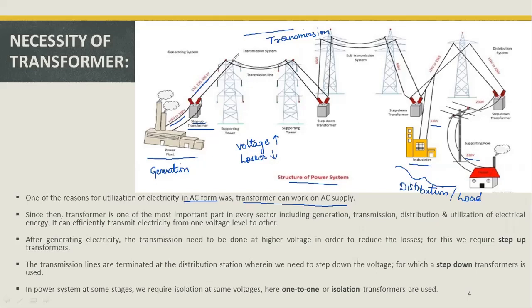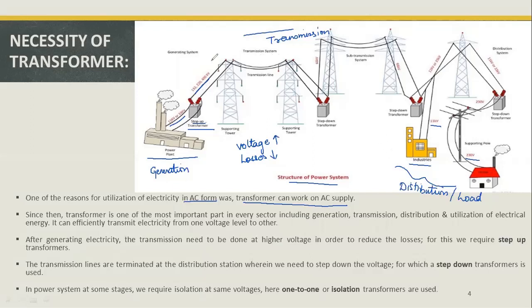Now this power will be transmitted through the transmission lines, and further it reaches the sub-transmission system. The complete transmission system is actually divided into two parts, transmission and sub-transmission, because generally the load centers are very far from the generating stations. So the power has to be transmitted through the transmission line, but the requirement for the distribution load is very less. The voltage levels required are less.